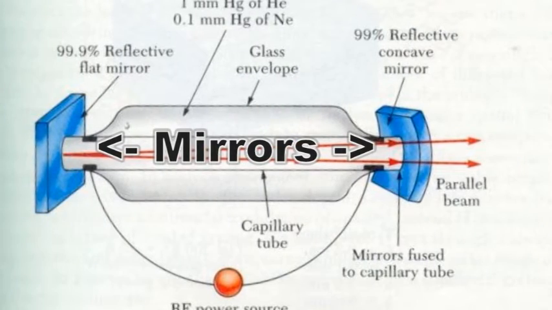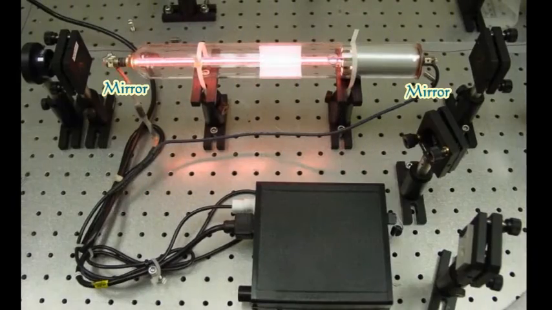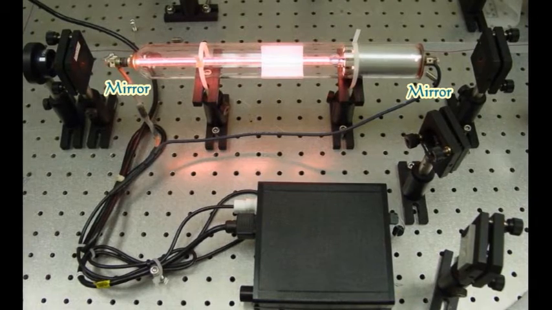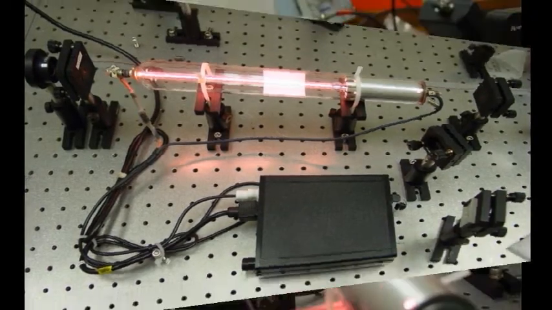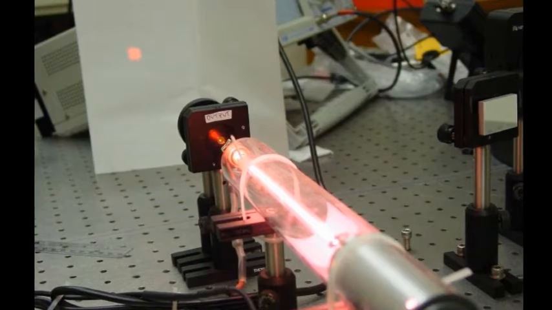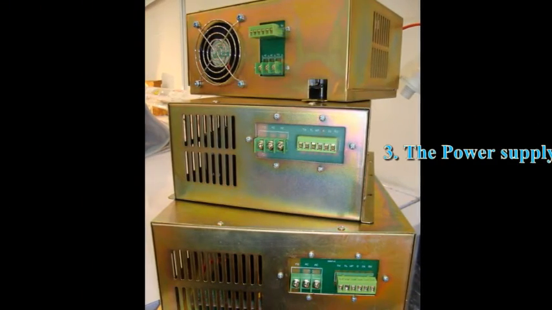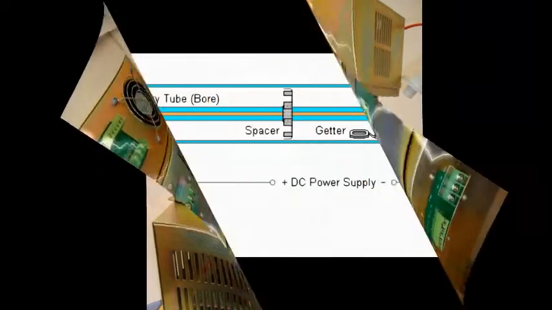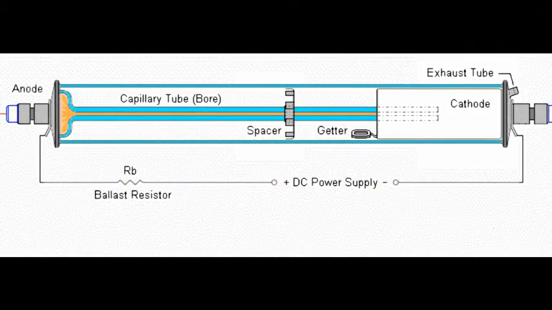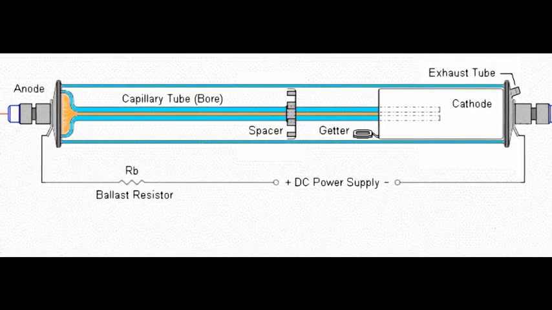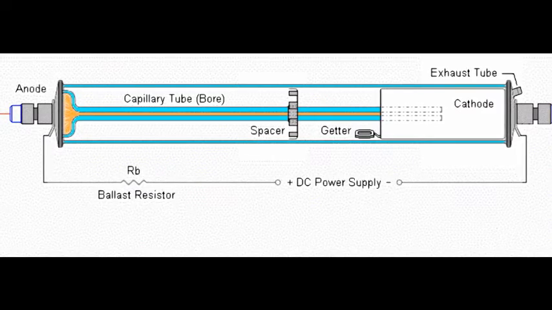Mirrors. Each side of the tube has 1 mirror. One is 100% reflective, and the other one is about 99% reflective, with a small hole in the middle. The power supply. The power supply will connect with both sides of the tube and provide sufficient energy to excite the gas molecules inside the tube.